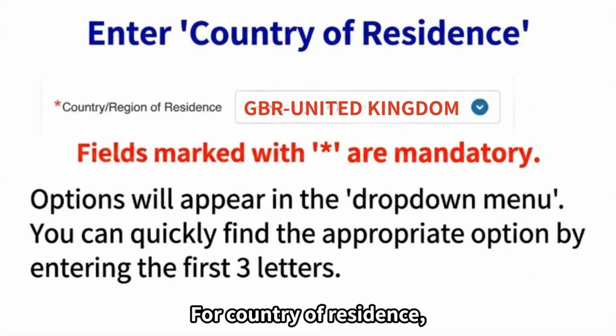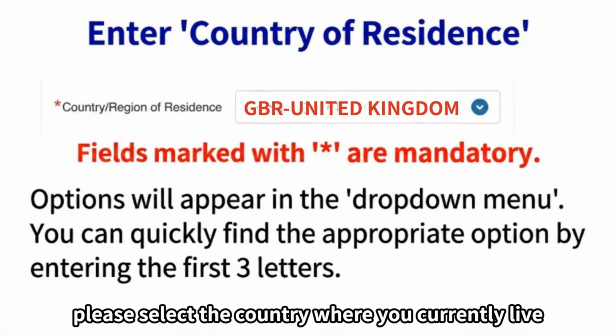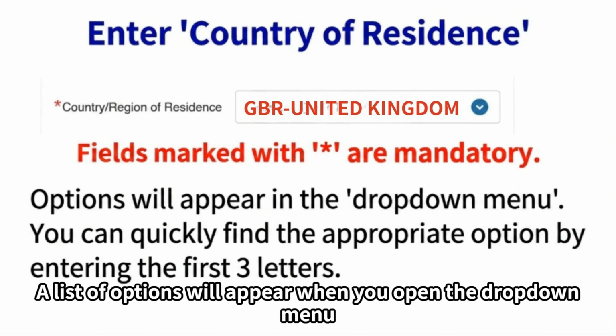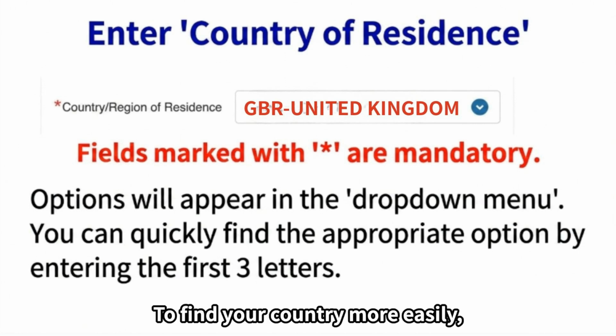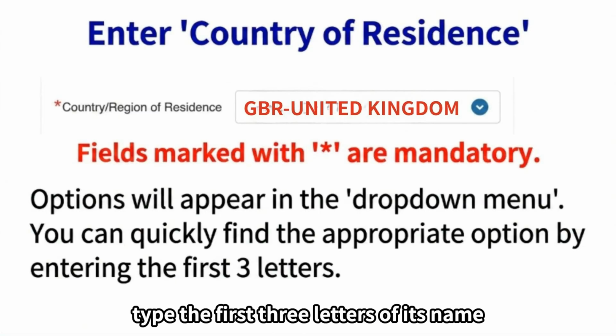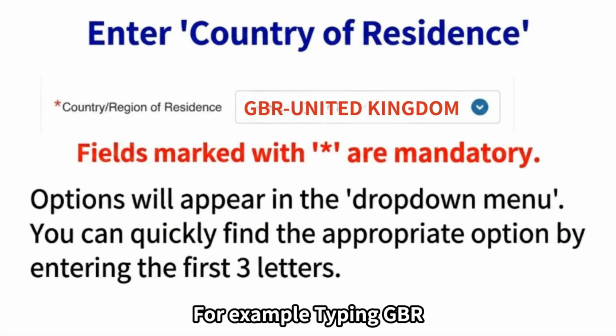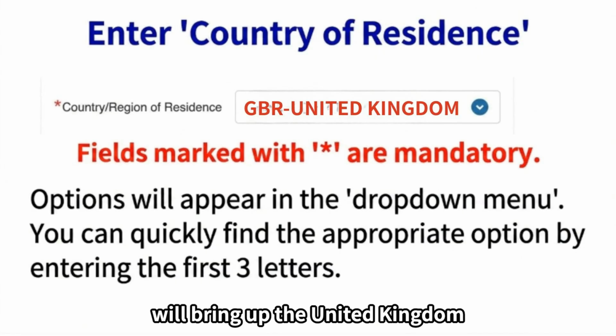For a country of residence, please select the country where you currently live. A list of options will appear when you open the drop-down menu. To find your country more easily, type the first 3 letters of its name. For example, typing GBR will bring up the United Kingdom.